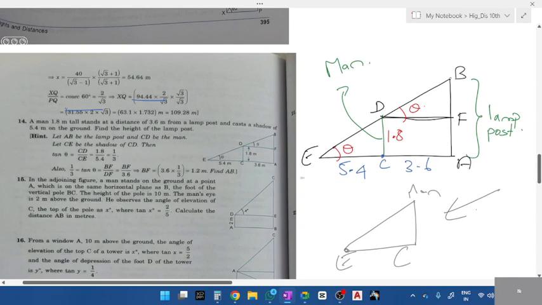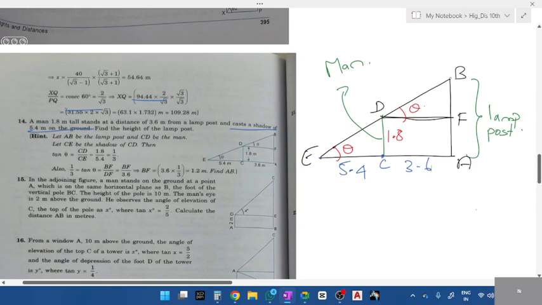Yes, not entire EA. EA is not his complete shadow. Man is standing DC. DC is considered as man. Therefore EC will be the shadow. What is given here? And casts a shadow of 5.4 meters. Can you see they've given? And casts a shadow of 5.4 meters on the ground. So EC is his shadow, that is 5.4.